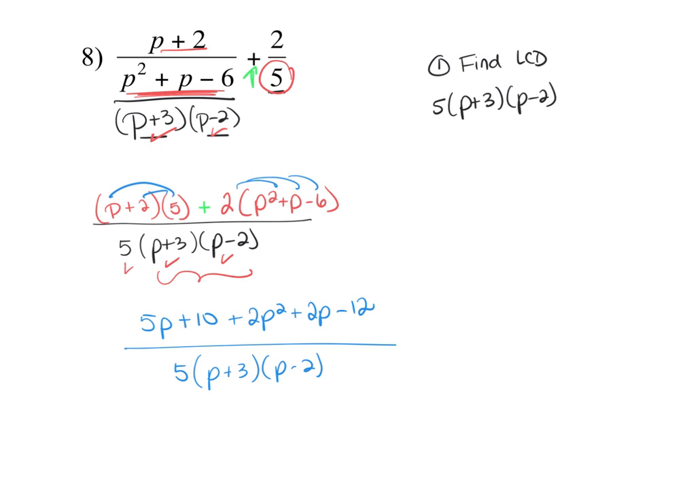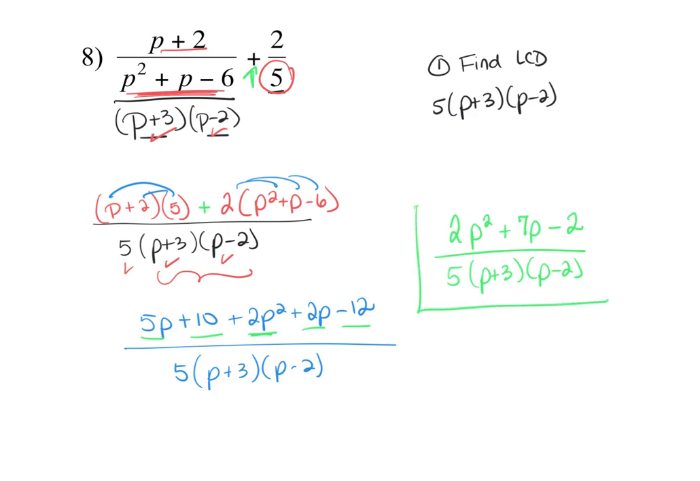So I'm going to simplify my numerator and then see if I can reduce anything. I have a 2p squared. I have a 5p and a 2p. And then I have a 10 and a negative 12. Again, if I could factor that numerator and simplify it, I would, but nothing here simplifies. So I have my final answer right there.